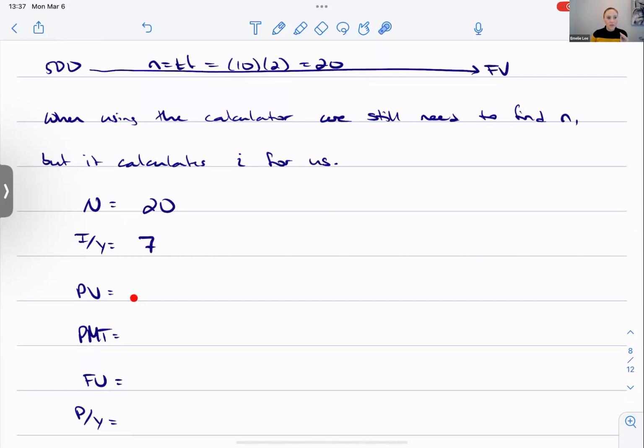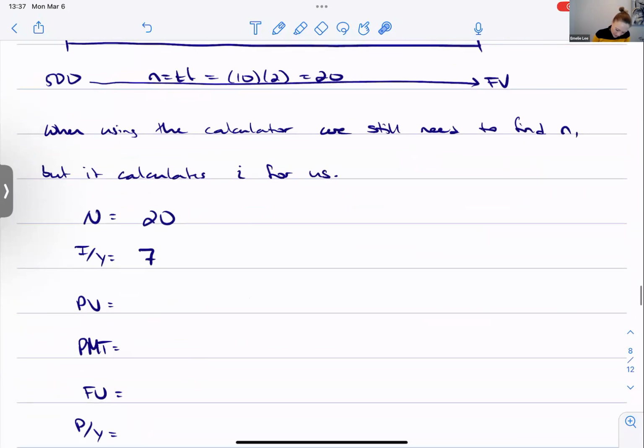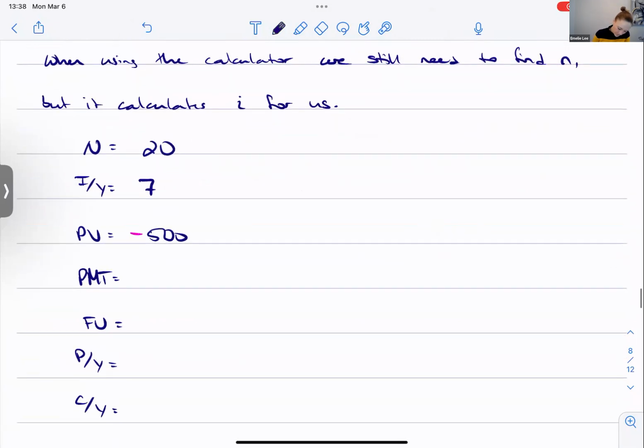The present value is 500, okay? And so to adopt the positive-negative convention that we established, right? So $500 is invested. So I'm taking that $500 and I'm dropping it off at the bank. So it's no longer with me, right? It's at the bank, it's mine still, right? But then after 10 years, I'm going to take it out and I'm going to take it home and I'm going to hold it, right? And so then it's back to me. So I'm going to use negative 500, since I left it at the bank. Right, so it left my possession at the bank.